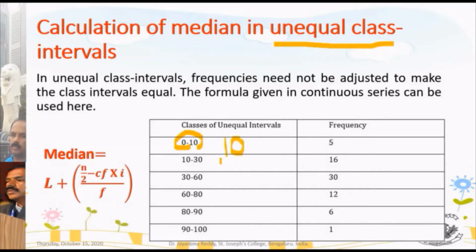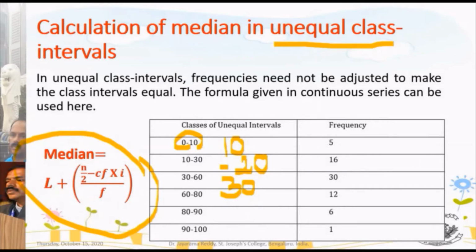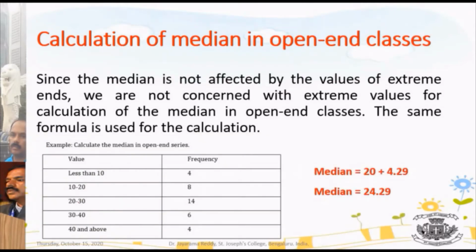0 to 10 is the first class where the difference is 10. 10 to 30 is the second class where the difference is 20. 30 to 60 is the third class where the difference is 30. So the classes need not be equal. It does not matter. Even if the classes are not equal, we can use the same formula.